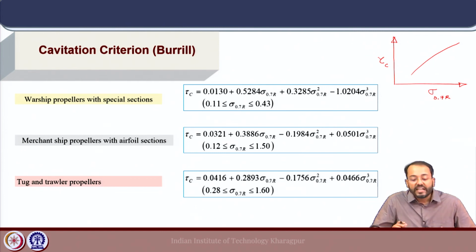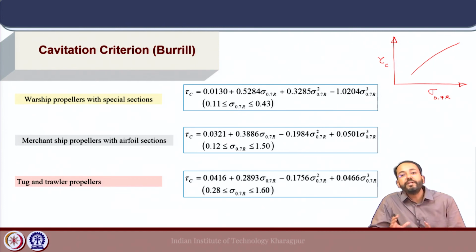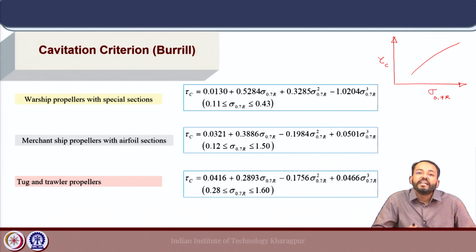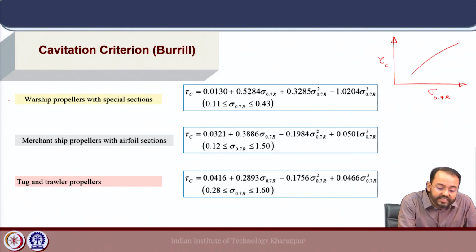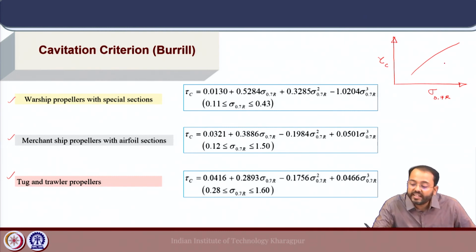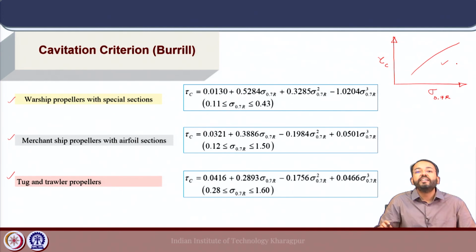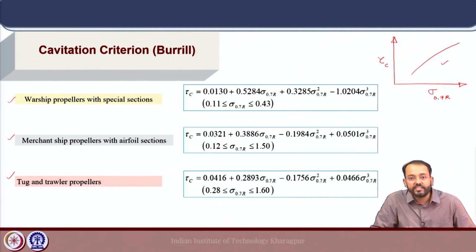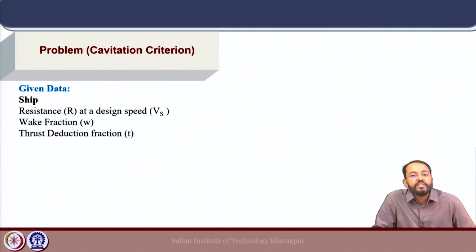So, this cavitation criteria gives the limits of the propeller operation in terms of thrust loading for cavitation to be minimized. Okay. Now, each of these three cases will be represented by a line like this in the Burrill's diagram, which is used for cavitation calculations. Now, we will do a simple problem of cavitation calculation on a propeller blade using Burrill's cavitation criteria.